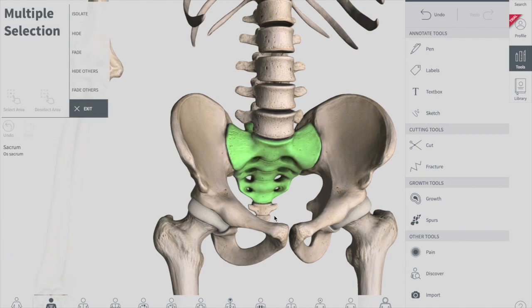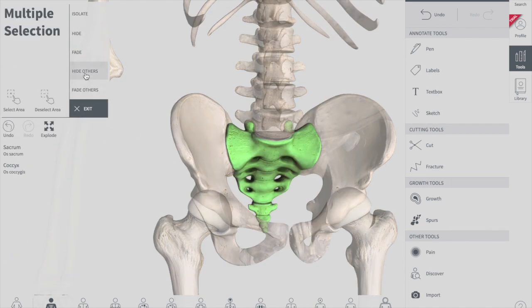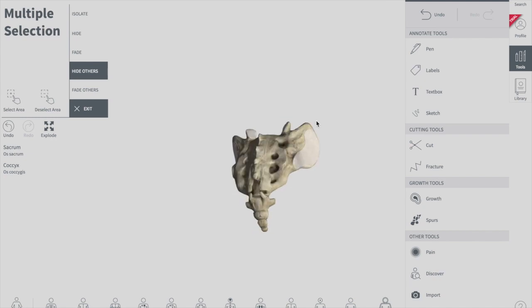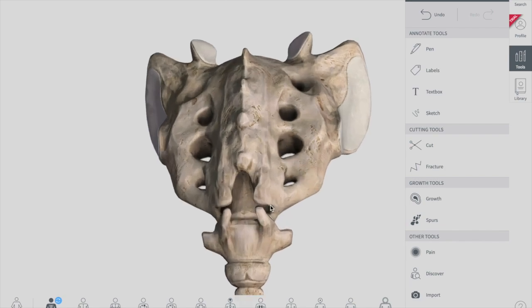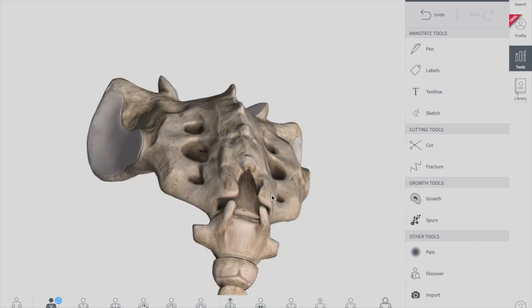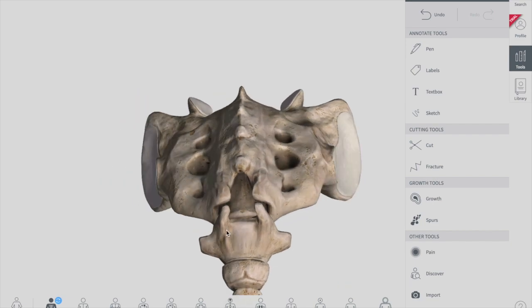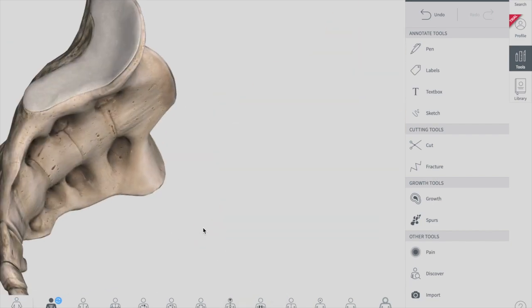If we highlight this, and show you about that and hide others, you can see down there that this is your cornua on the posterior surface. This is your coccygeal cornua, right? And it attaches with the sacral cornua. They both articulate with each other.